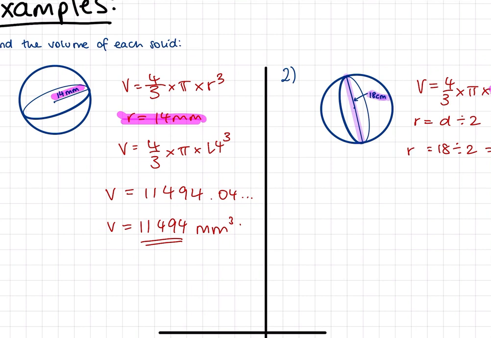So we substitute that in, volume equals 4/3 times pi times 9 cubed, and that will equal 3053.628, etc. And to round that to the nearest whole will be 3054 centimeters cubed.